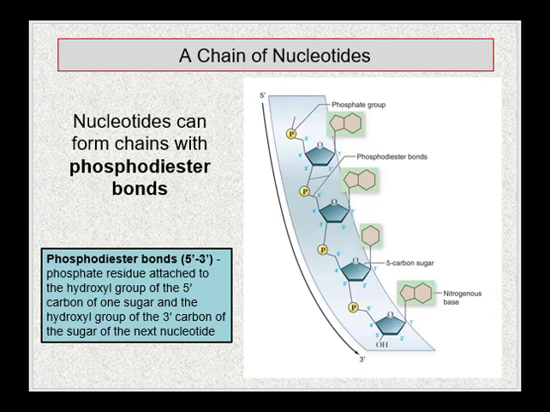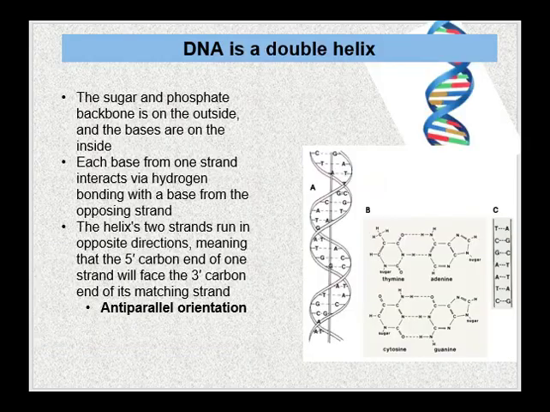Nucleotides are capable of forming long chains with the use of phosphodiester bonds. Phosphodiester bonds form when the phosphate residue attaches to the hydroxyl group of the 5' carbon of one sugar and the hydroxyl group of the 3' carbon of the sugar of the next nucleotide. As you can tell from the image, the phosphodiester bond is right here between the 5' carbon and the 3' carbon of another nucleotide. These long chains of nucleotides form one strand of DNA.